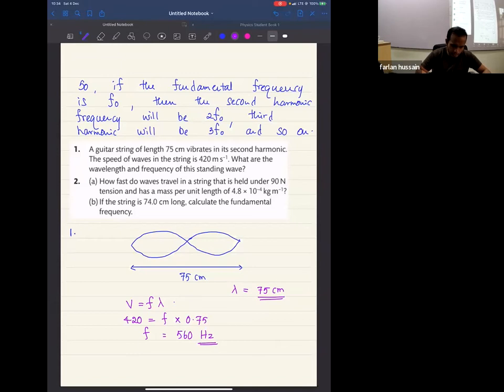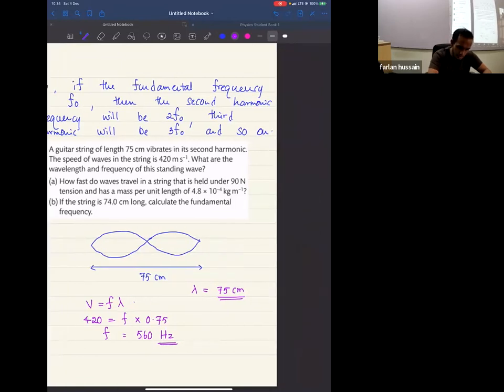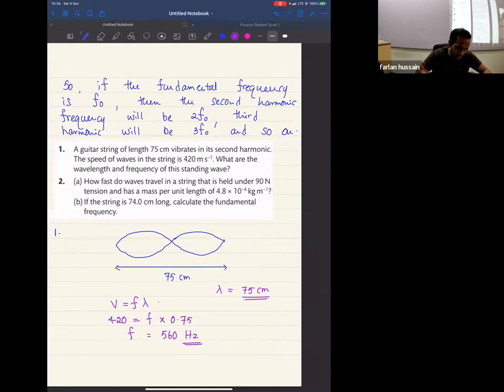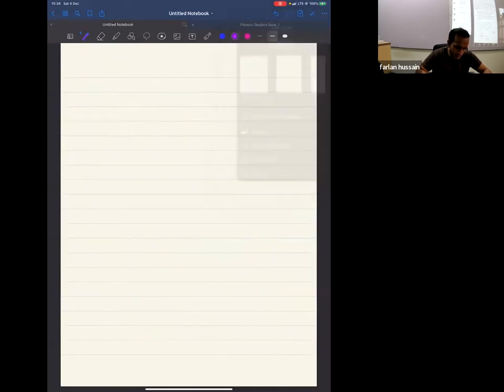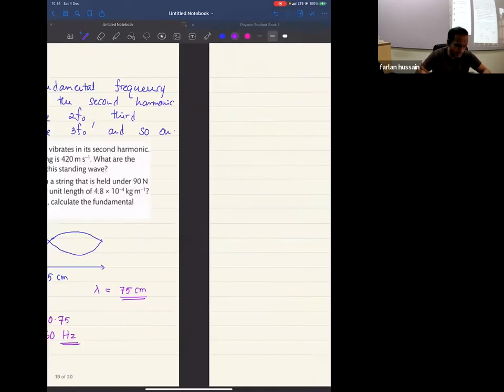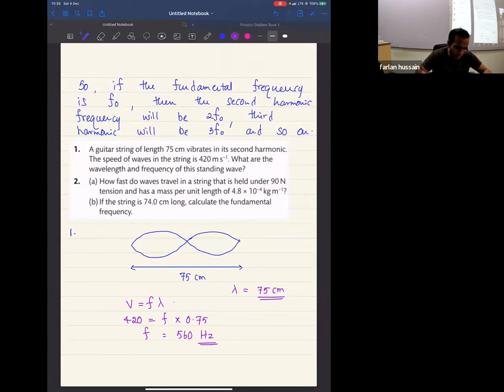Okay, so the wavelength is 75 centimeters and the frequency is 560 hertz. Right, the next question. The second question has two parts, A and B. How fast do waves travel in a string that is held under 90 newtons tension and has a mass per unit length of 4.8 into 10 to the power minus 4 kilograms per meter?